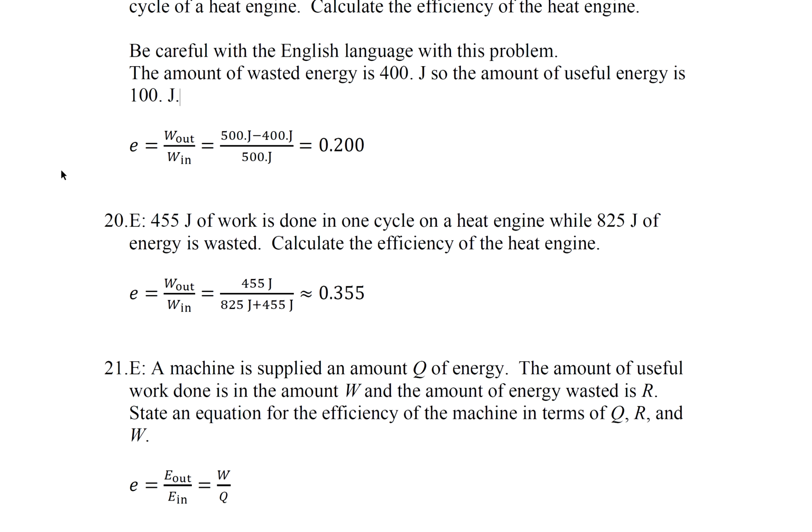Question 20. 455 joules of work is done in one cycle on a heat engine, while 825 joules of energy is wasted. Calculate the efficiency of the heat engine. So work in, we're going to sum 455 joules plus 825 joules.